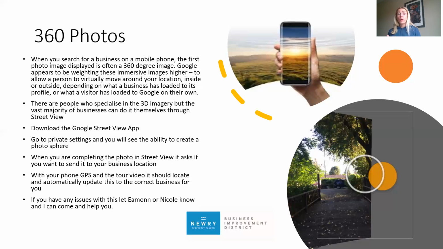When you're completing the photo in Street View, it asks if you want to send it to your business location. With your phone GPS and the tour video, it should locate automatically and update this to the correct business for you. Now, sometimes this doesn't happen if your Street View and your Google Maps and your Google My Business aren't all linked up together. It's like any sort of technology, it's great when it works, but it should at least update to Street View. And if you're having any problems with getting it to link back to your Google My Business profile, do let us know, and we'll try and help you to connect that.